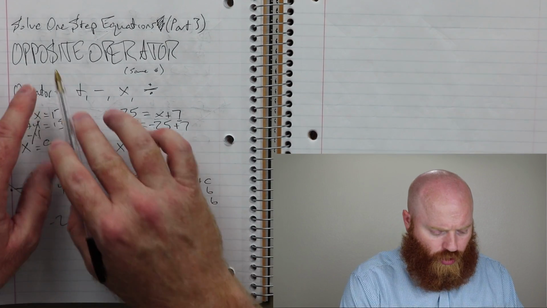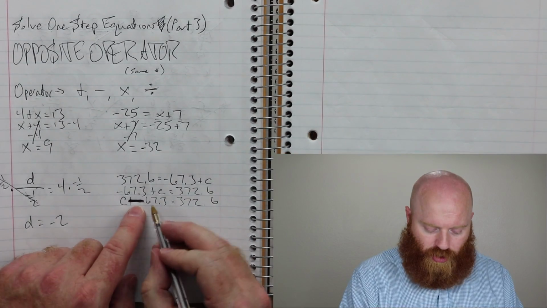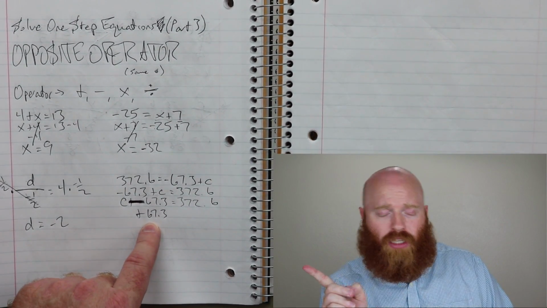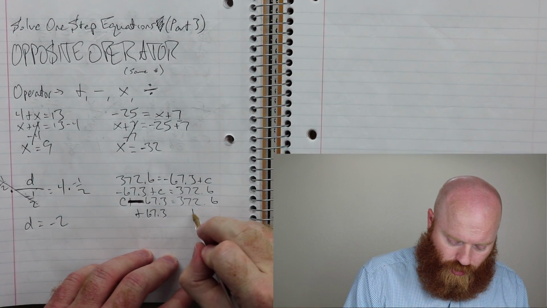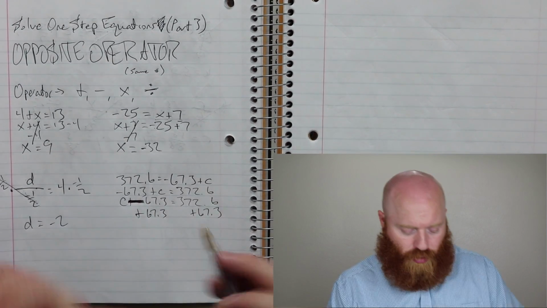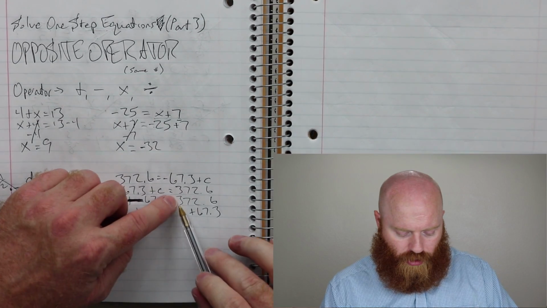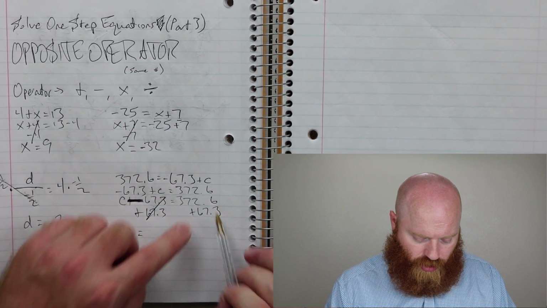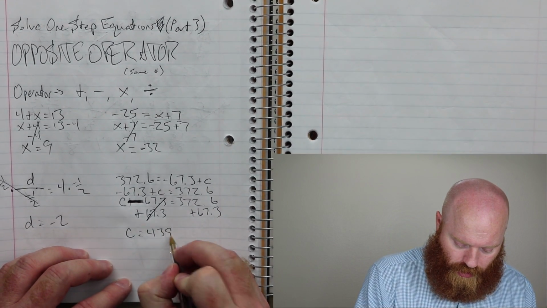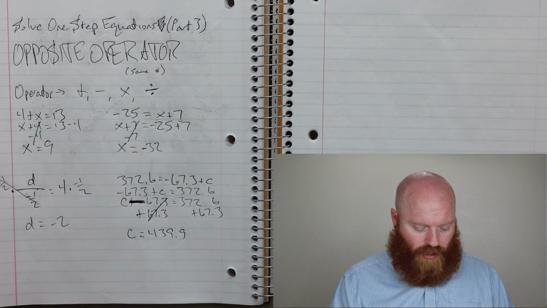Okay, so opposite operator. The opposite of minus is plus, and it can keep the same number, so 67.3. But if you plus 67.3 on this side, you got a plus 67.3 on this side. Minus 67.3 plus 67.3 is 0. C minus 0 is C. And 372.6 plus 67.3, that's probably 439.9, I think. Let's see if I'm right. 439.9. I think I got it.